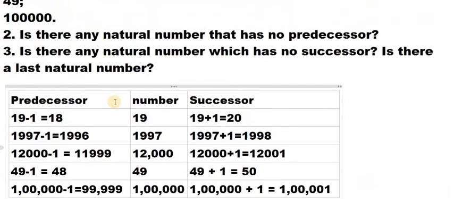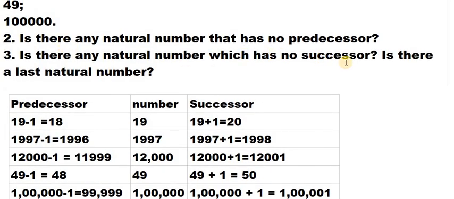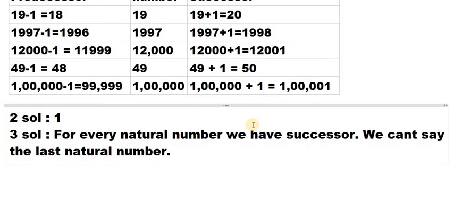Okay. And next one, is there any natural number which has no successor? Successor means we count the next number, meaning after numbers. So we have so many numbers. For 1 we have a successor, for 2 we have a successor. That is the reason for every natural number we have a successor.